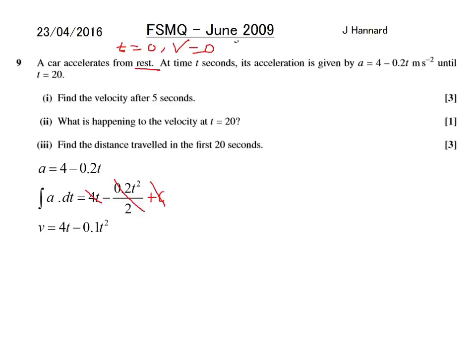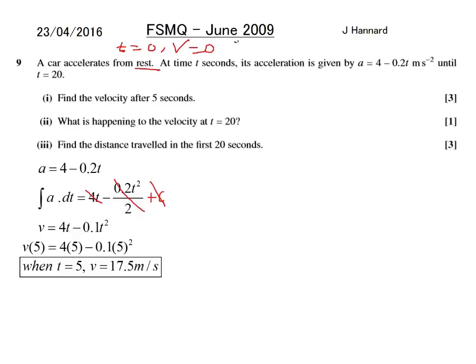Right then, what is happening to the velocity at t equals 20? Well, most people would have said, well, they'd have put t equal to 20 in the v equation, say it's travelling at whatever meters per second, which is, what am I doing here? Oh yeah, I haven't finished the part 1 here. So you put a 5 in for a t to find out what velocity it's travelling at. So when t equals 5, v equals 17.5 meters per second.